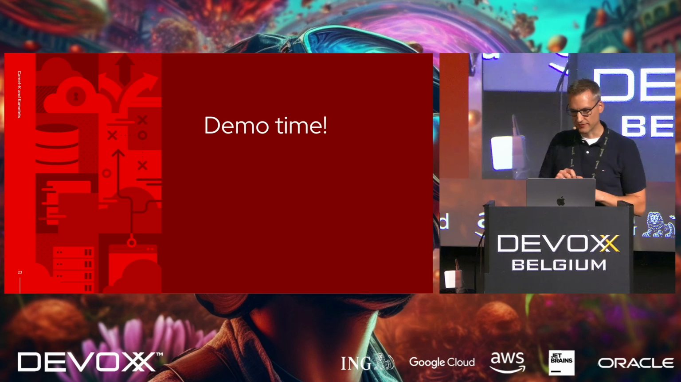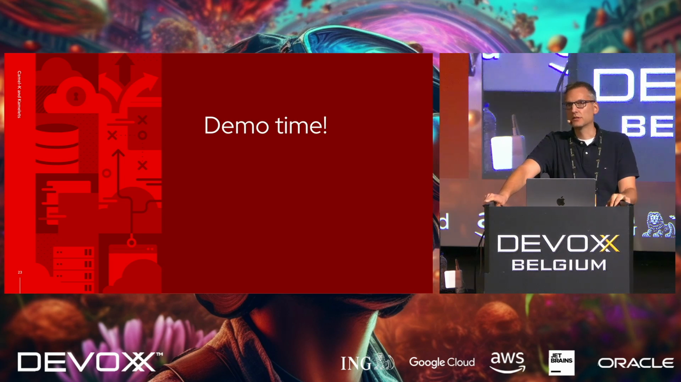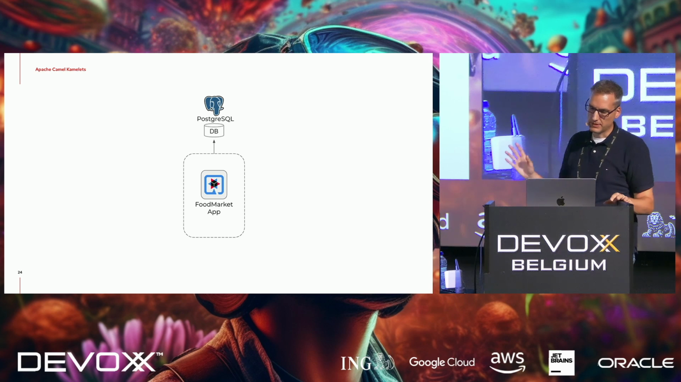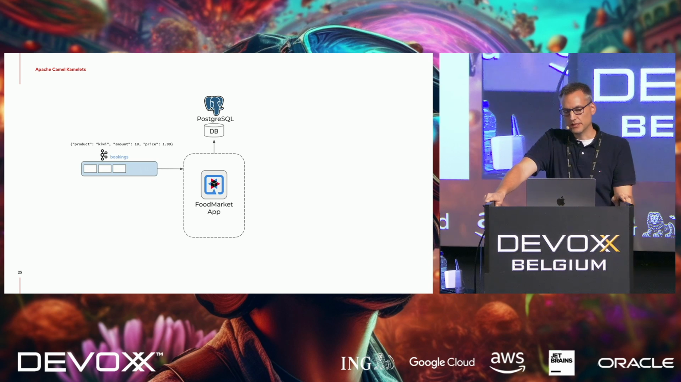So right now we have hopefully learned a bit about Camelets, and let's have a look into how this looks in action. So I have prepared a little demo application. This is a Quarkus application, and it runs on a database, and it listens for incoming events on a Kafka topic, and these events will be of type booking. So it's very simple. You have a product, you have an amount and a price.